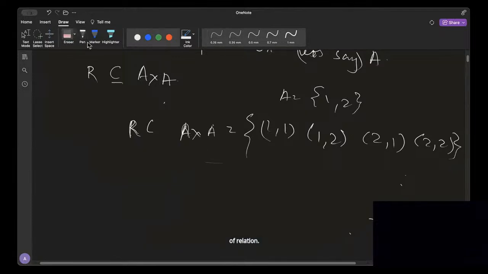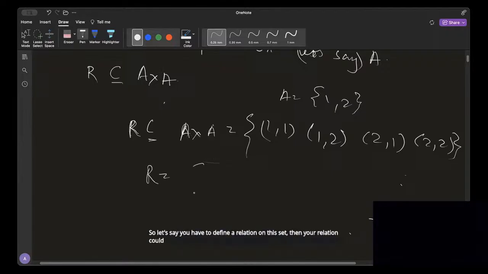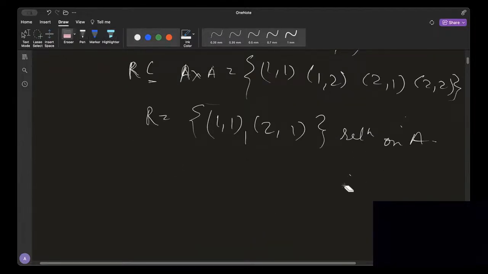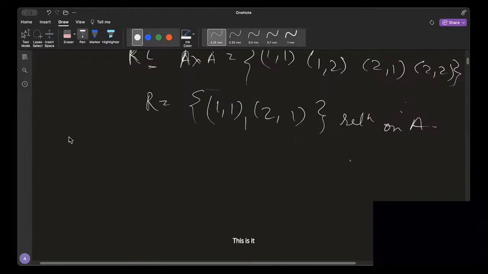Is that okay? So let's say you have to define a relation on this set. Then your relation could be (1, 1), (2, 1). This is a relation on set A. This is it. Then we have types of relations.